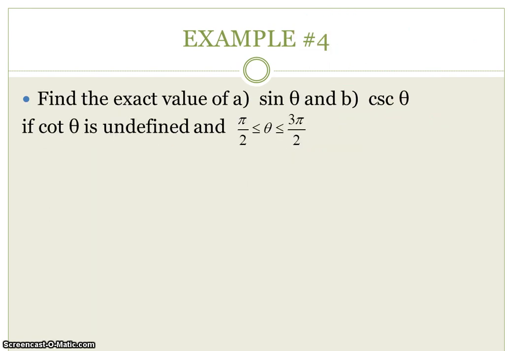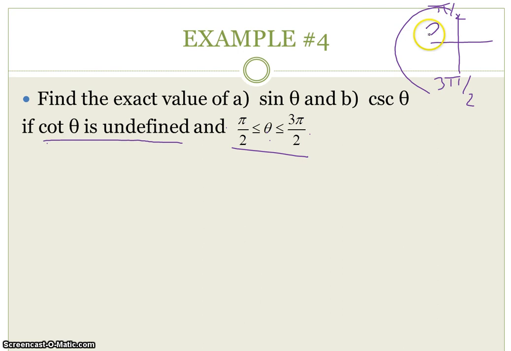Okay, for this one I am given that cotangent is undefined and my theta is between pi over 2 and 3 pi over 2. So what I would like you to do is pause so that you can pull out the unit circle, and we're going to look at where pi over 2 and 3 pi over 2 are located on the unit circle. I have pi over 2 up top and 3 pi over 2 down on the bottom. So my theta is bigger than pi over 2 and less than 3 pi over 2, which means it's over here in quadrants 2 or 3.